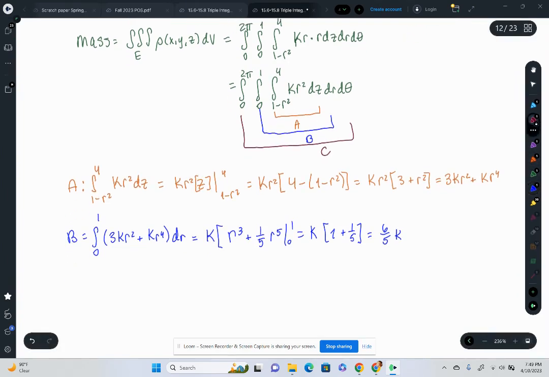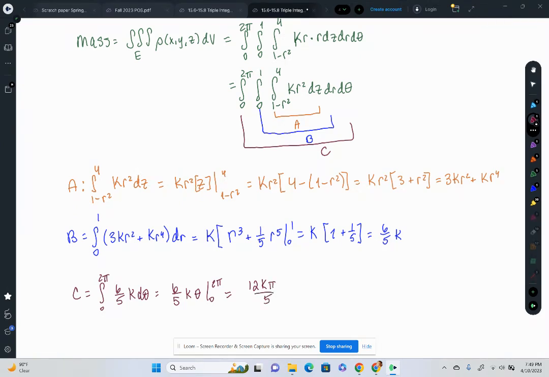So my third and final integral, C, is the integral from 0 to 2 pi of 6/5 k d theta, gives me 6/5 k theta from 0 to 2 pi. Plugging into the 2 pi gives me 12 k pi over 5. That is the mass. That is our final answer.